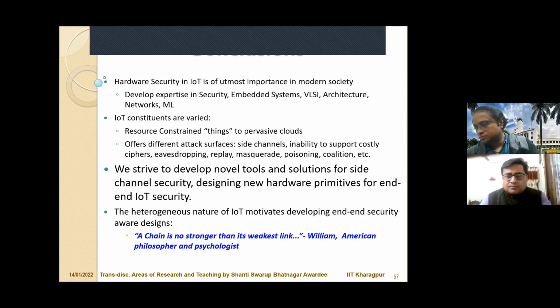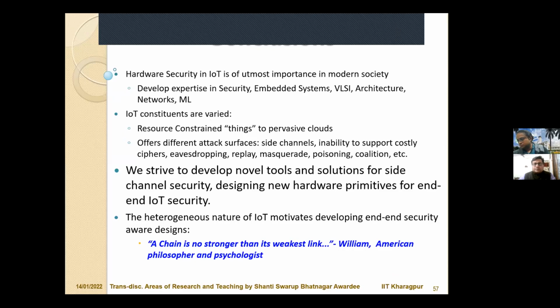That is what we are trying to do, and we are trying to develop constantly new hardware primitives for end-to-end security, because we have to keep in mind that a chain is no stronger than its weakest link. One has to develop an expertise which encompasses various endpoints. The nice part is that if you are working in any domain in computing, you will probably find some very important role in this context.